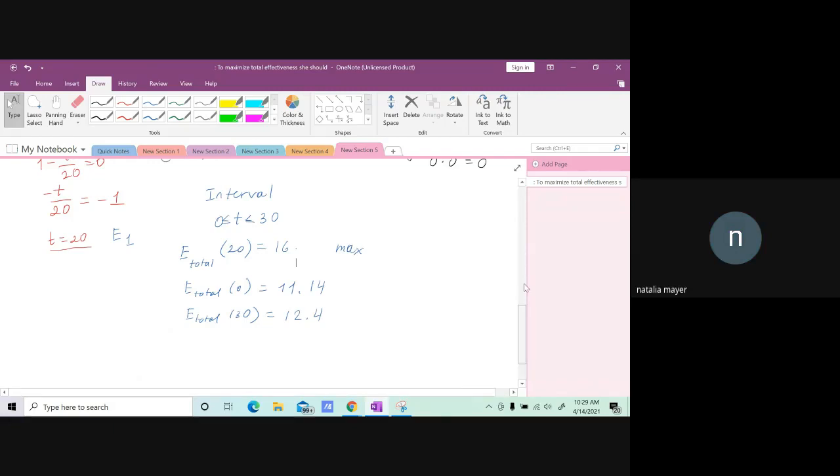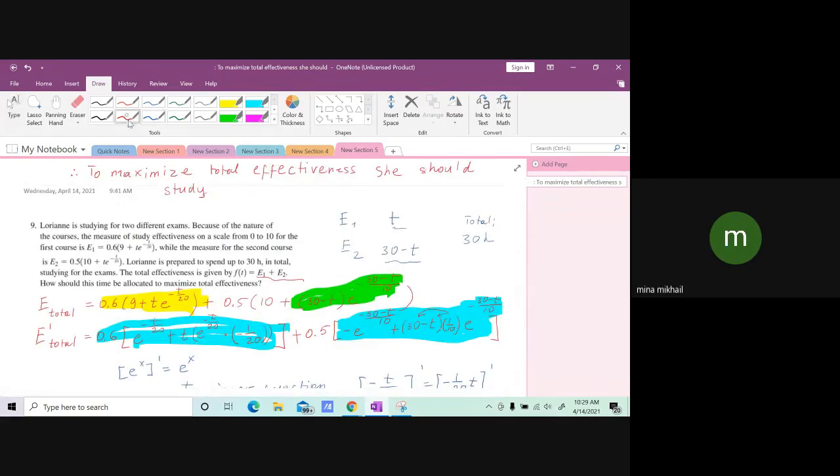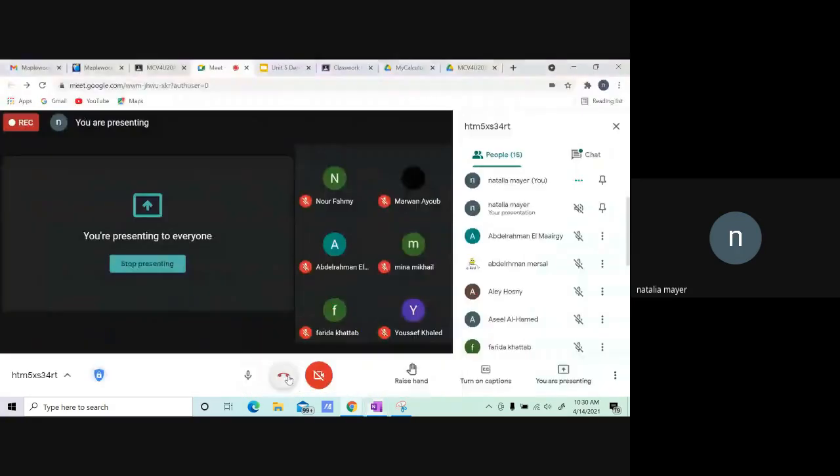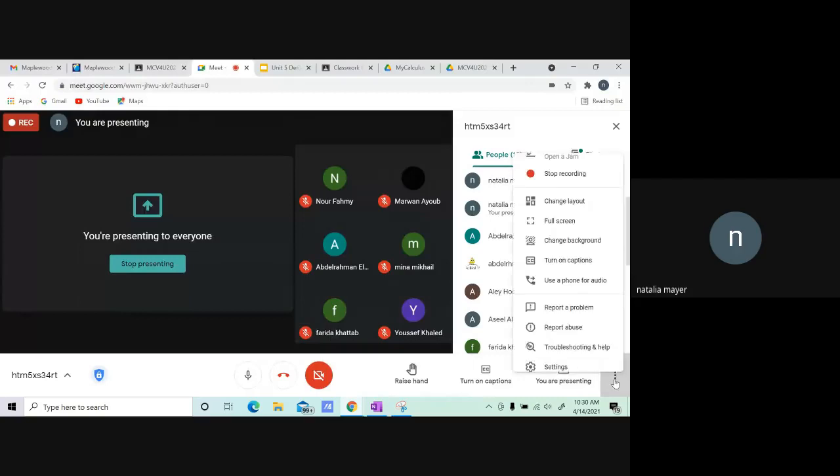So she should study 20 hours for which exam? For the first or the second? Because T here is the time for the first exam, E1. So study 20 hours for the first exam. And for the second exam, she should study 10 hours. And 10 hours for the second exam. Yeah. Okay. All right. Okay, good. That's it. I'll just stop recording and then we'll discuss the last part of today's lesson.